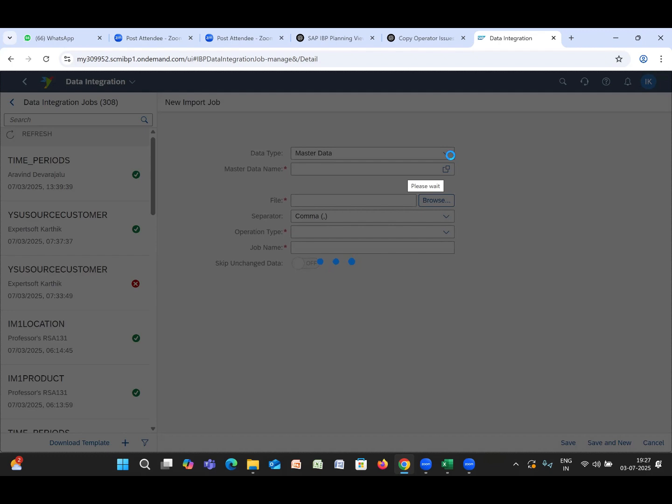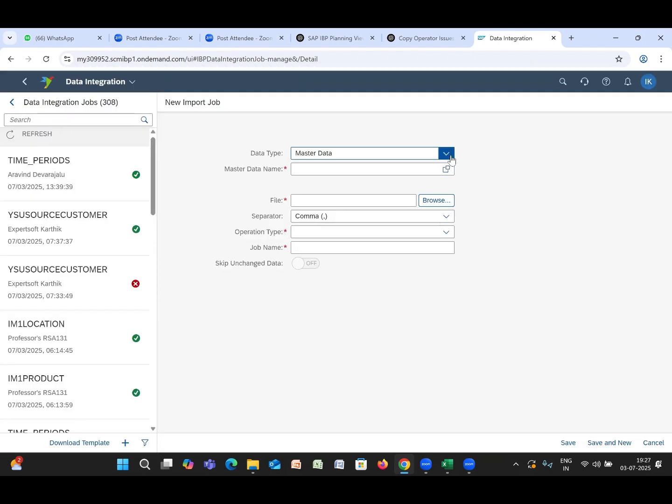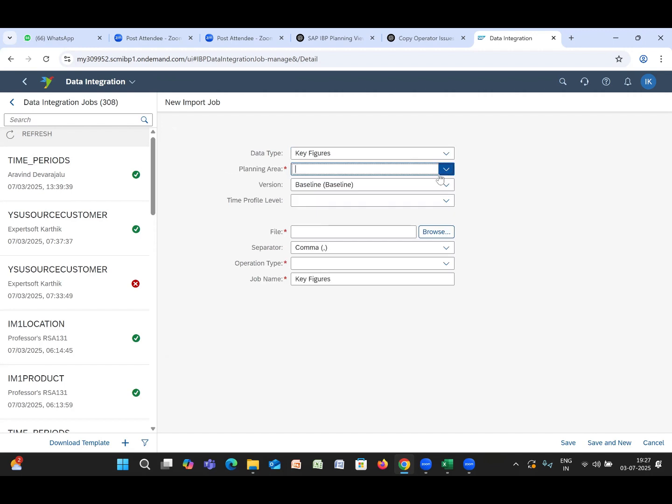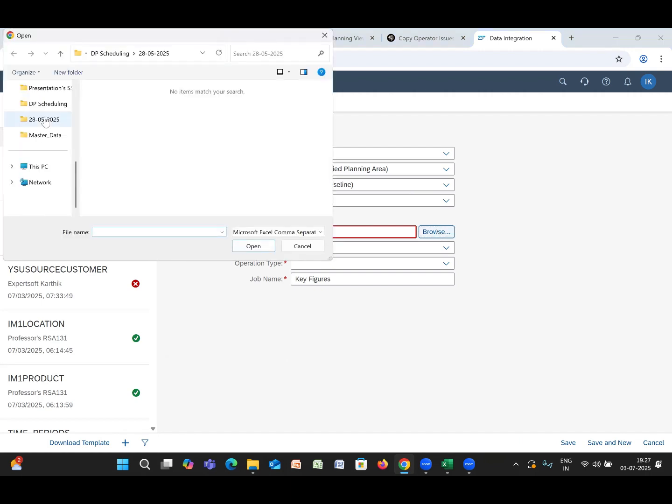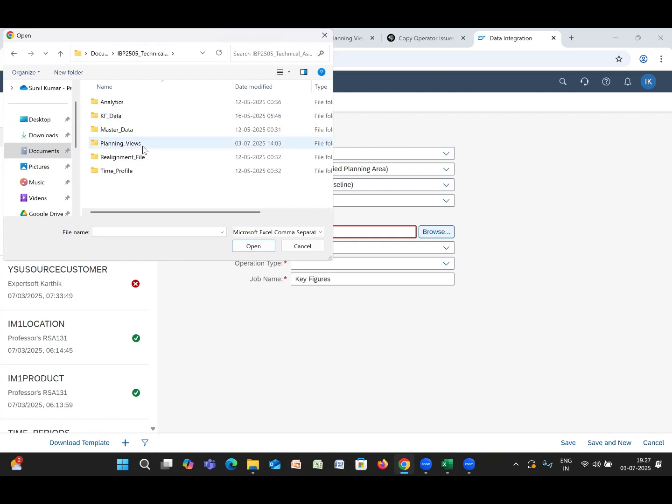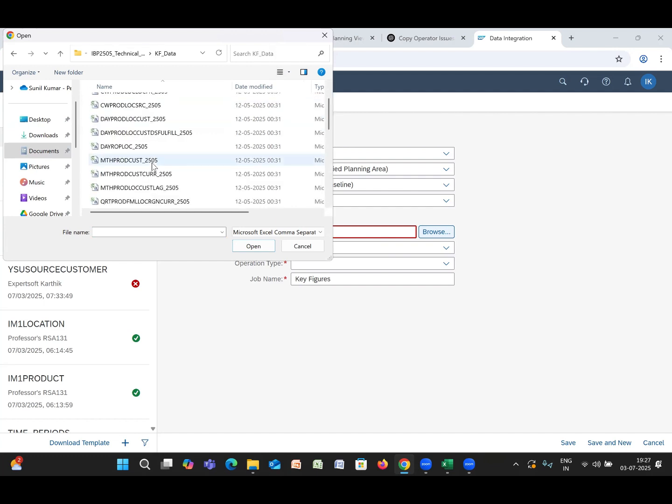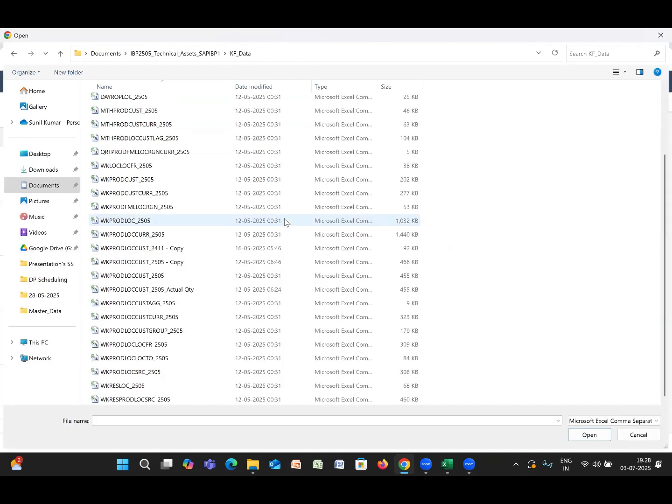Then select the key figure instead of master data. Key figure. Planning area is our planning area. TK. Yes. Then browse. Yes. Browse. The RDS file. Yeah. Key figure data. We will have weak resource lock. Second last. Yeah, this one.